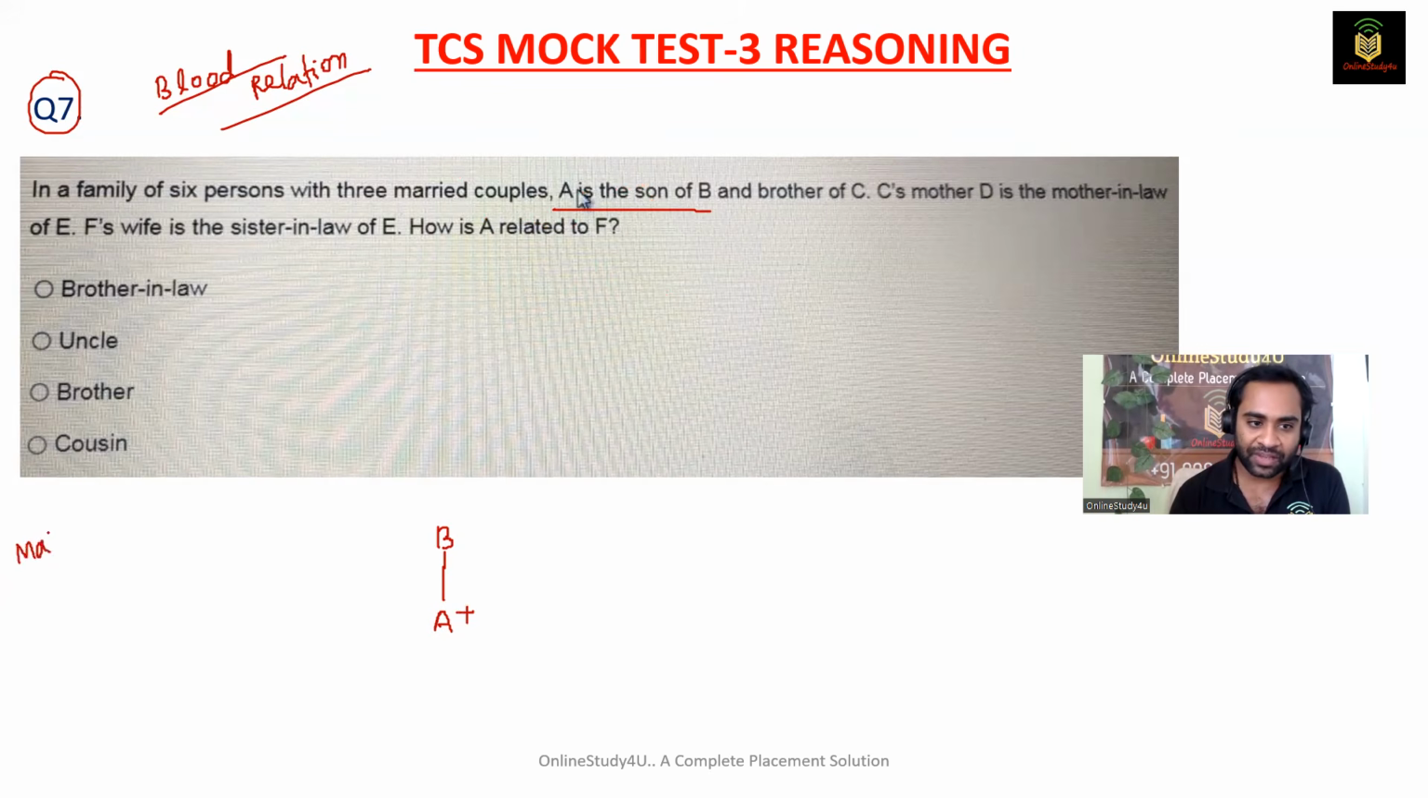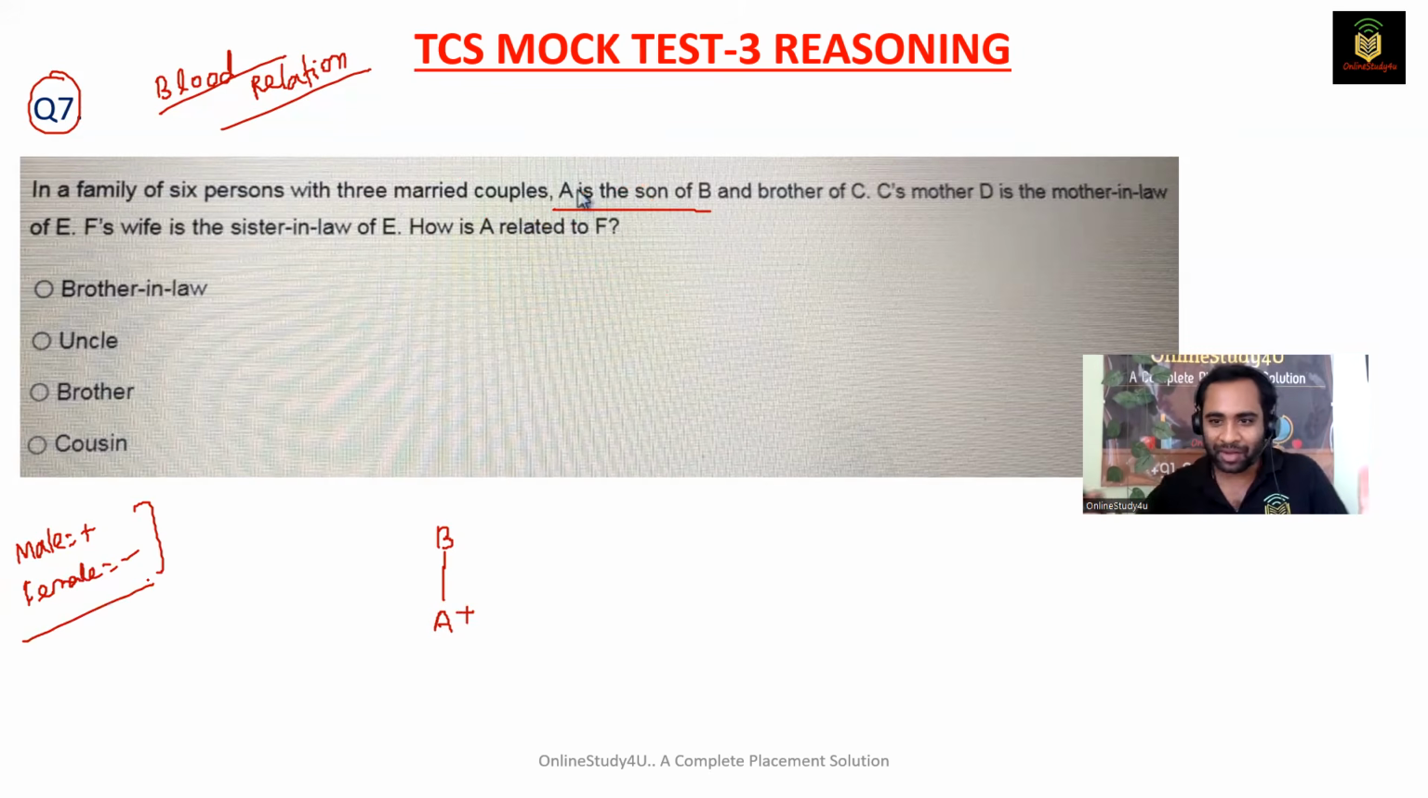For male we use the symbol plus, and for female we use the symbol minus. It's not like females will be talking negative things, no, it is not like that. This is a convention coming from a long time, and you can change plus and minus, it's up to you. So A is the son of B and brother of C.